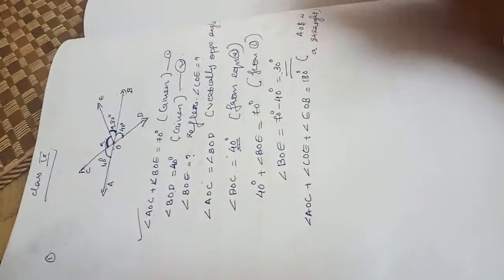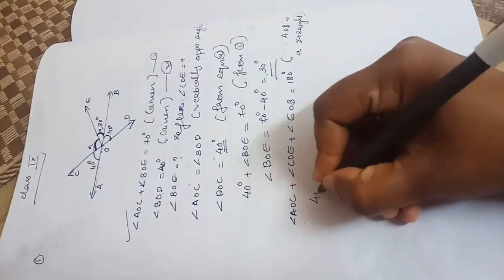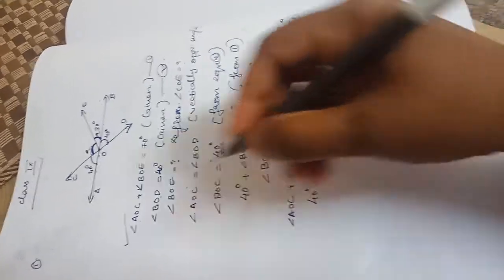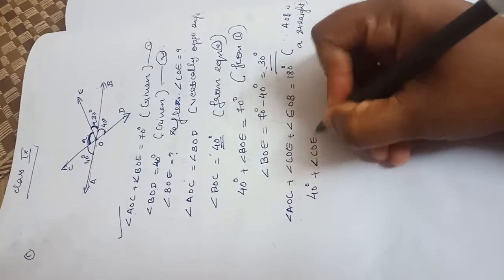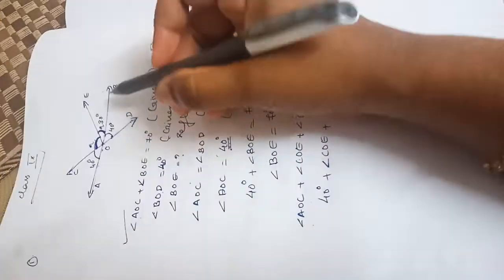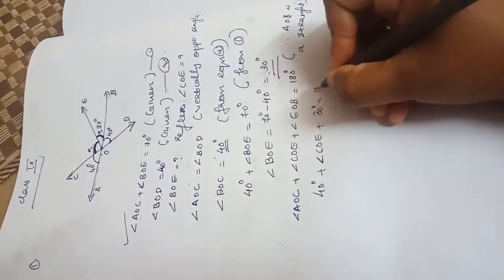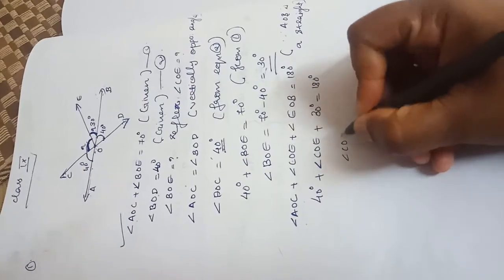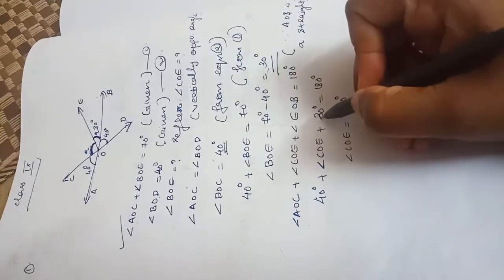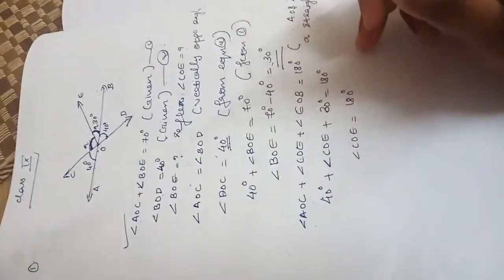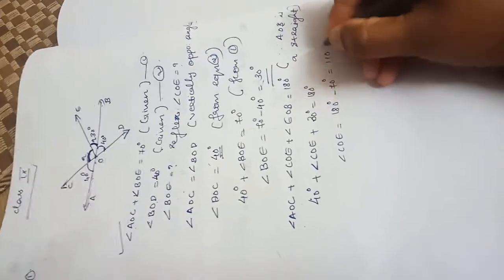Okay, straight line completed. After that, AOC is equal to 40 degrees, plus angle COE, which we have to find, plus angle EOB, which is equal to 30 degrees, is equal to 180 degrees. So we will get angle COE is equal to 180 degrees minus 70 degrees, since 40 plus 30 is 70 and I take that 70 to the right-hand side. Which is equal to 110 degrees.